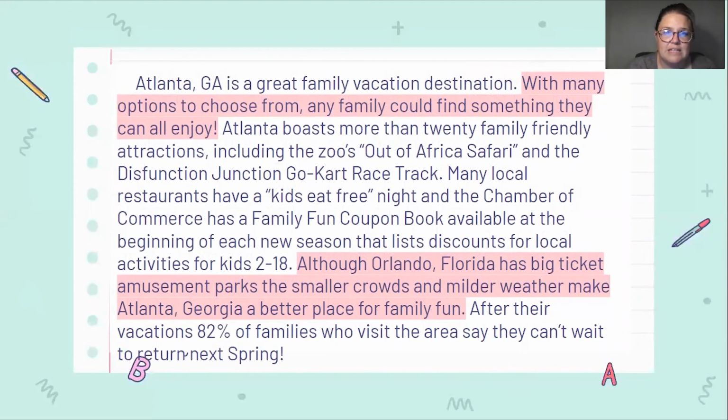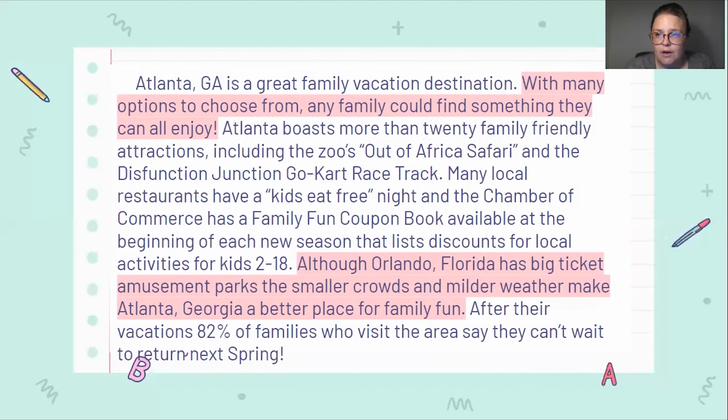You might have changed some things like this. Atlanta, Georgia is a great family destination. I moved this sentence from farther down right up to underneath, right after this statement. With many options to choose from, any family can find something they can all enjoy. So now we'll list some of the options that there are. Atlanta boasts more than 20 family-friendly attractions, including the zoo's Out of Africa Safari and the Dysfunction Junction go-kart racetrack. Many local restaurants have a kids eat free night, and the Chamber of Commerce has a family fun coupon book available at the beginning of each new season that lists discounts for local activities for kids 2 to 18.